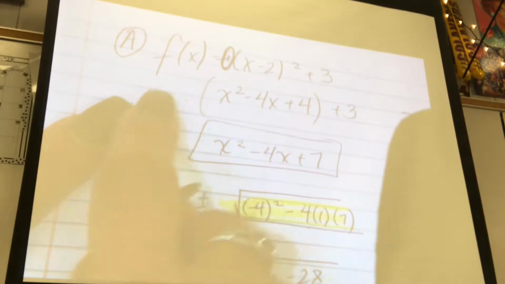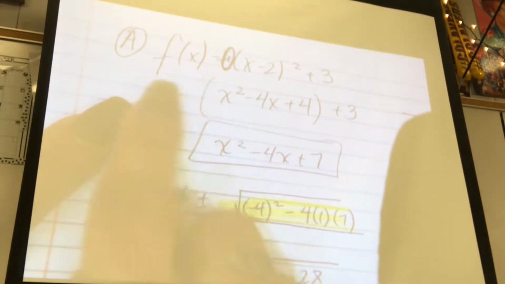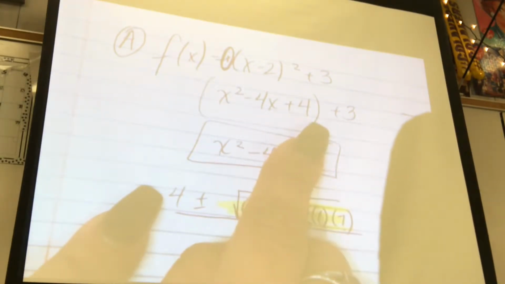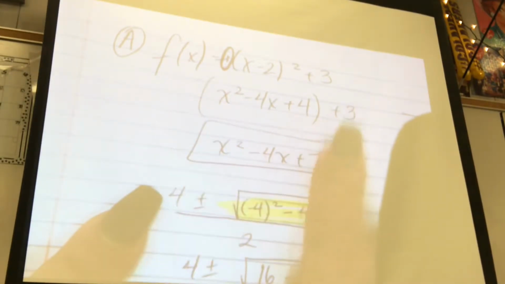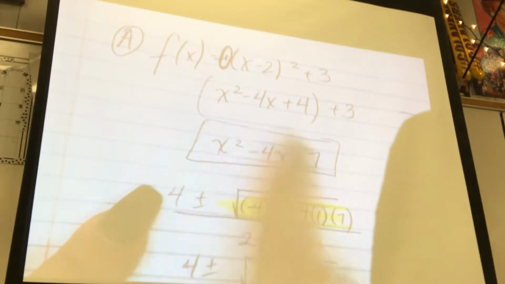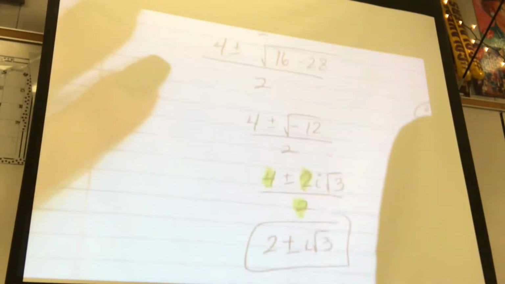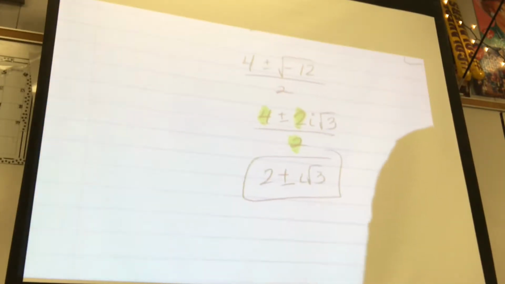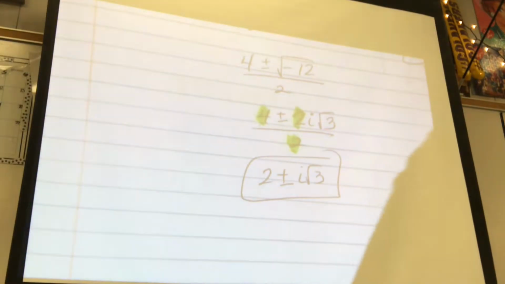But if there's a 2 here, you're going to distribute the 2. If there's a 1/2 here, you're going to distribute the 1/2. If there's a negative 2, you're going to distribute the negative 2. Then, you add the 3 when you're done. Now that you have the quadratic formula, you're going to plug it into the quadratic formula, and your final answer should be 2 plus or minus i rad 3. And that's the answer for letter A.